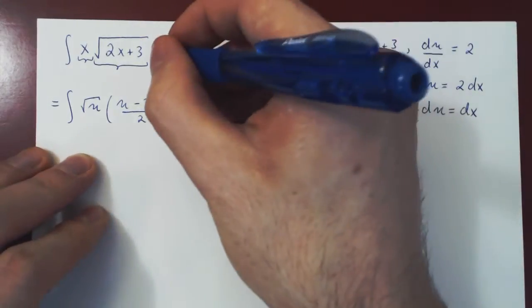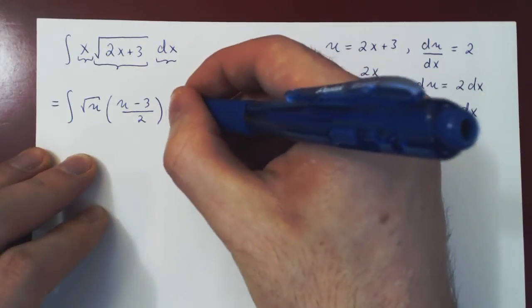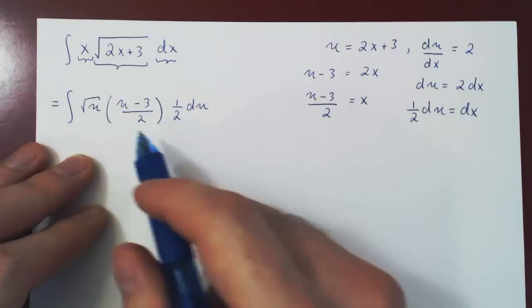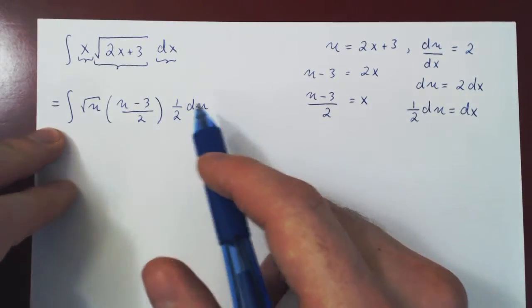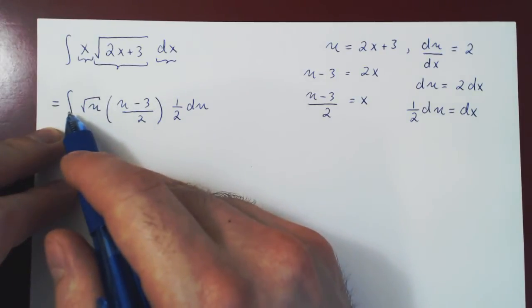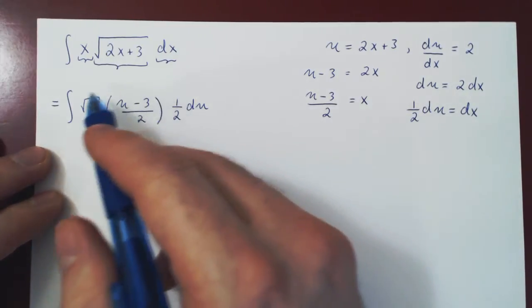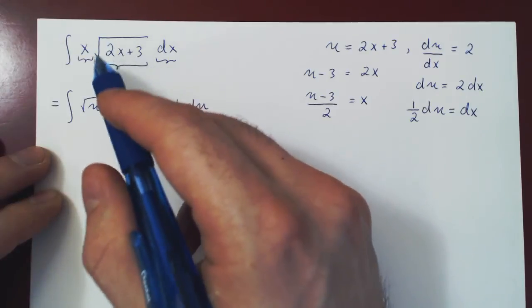And now we can replace dx with 1/2 du. So everything in terms of x is now in terms of u. And if you notice, the problem is gone, because now the square root is on a single variable, so we'll be able to multiply out and use the power rule. So now we're right back to the problem of integrating the root of u times (2x plus 3).